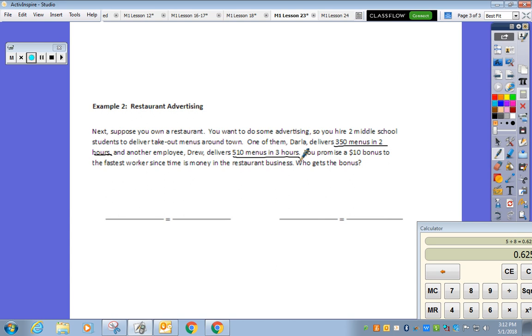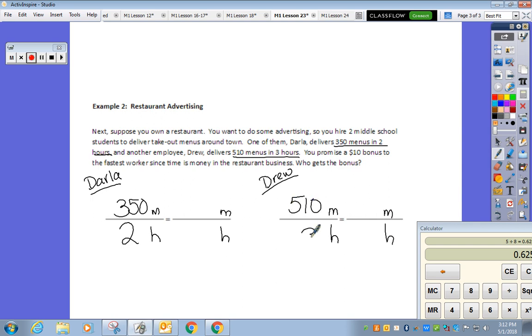Who gets the bonus? So first off, I'm going to label my equal fractions with the names. So this will be Darla over here, and this will be Drew. That way I can distinguish who is who. I'm going to see how many menus in 1 hour both of them can deliver, and then I'll compare them at the 1 hour. So Darla is 350 menus in 2 hours. So across, I'm going to put menus over hours. If I'm doing menus over hours for Darla, I have to do menus over hours for Drew as well. And Drew is 510 for 3 hours.